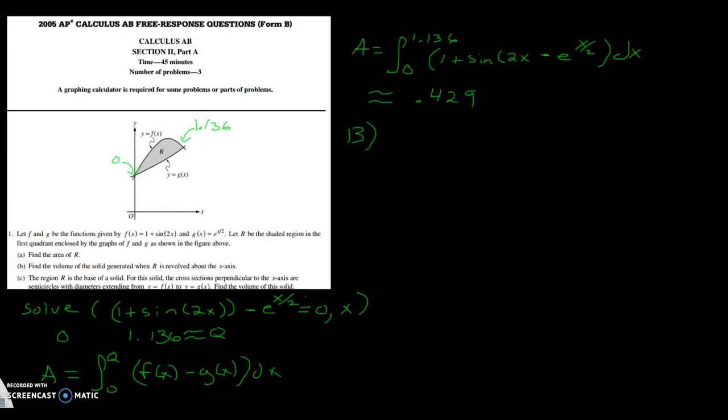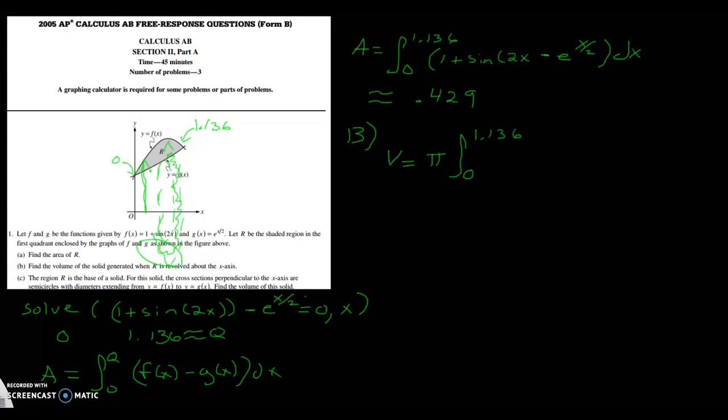Okay, part B says find the volume of the solid generated when R is revolved around the x-axis. So if you revolve it, it's definitely going to be a washer. So when you do this, this is not drawn to scale by any means. And then you would have this area over here that you're trying to solve. Okay, so volume is going to equal pi. Remember, it's outer minus inner squared. So 0 to 1.136. Now the outer is whatever this distance is over here.